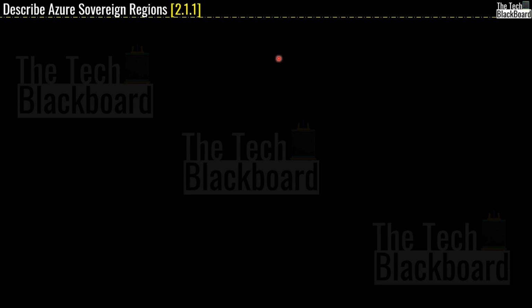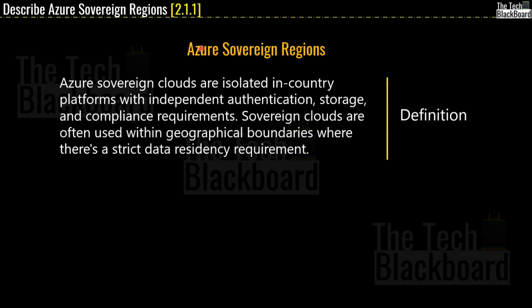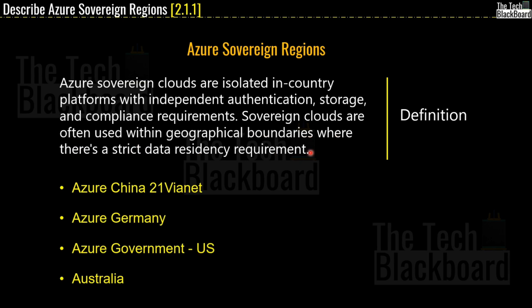The last topic in section 2.1.1 is Azure Sovereign region. As per Microsoft, Azure Sovereign clouds are isolated in-country platforms with independent authentication, storage, and compliance requirements. Sovereign clouds are often used within the geographical boundaries where there is a strict data residency requirement. Now, some of the Azure Sovereign clouds are Azure China 21Vianet. Then we have Azure Germany. We also have Azure Government, which is from the US, and then we have Australia.